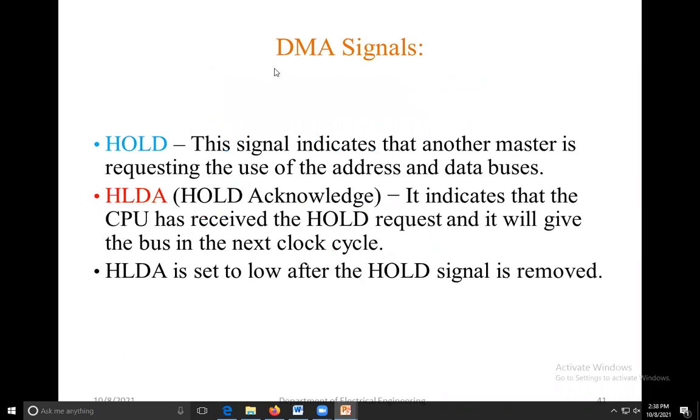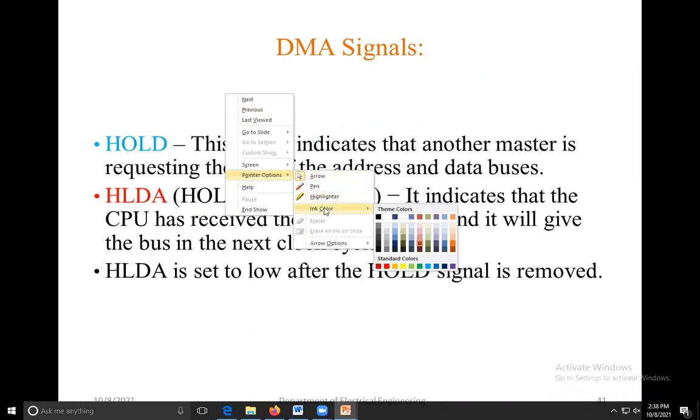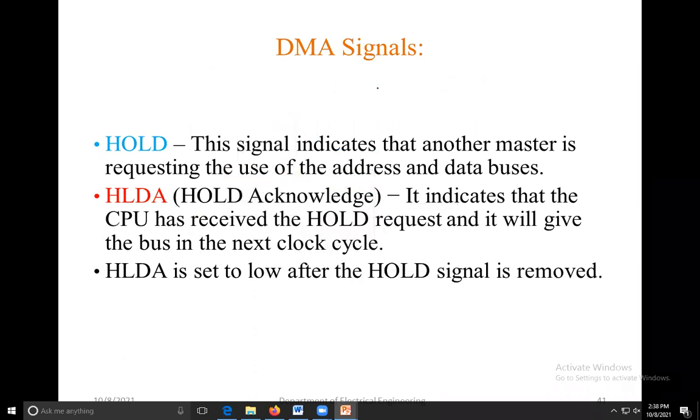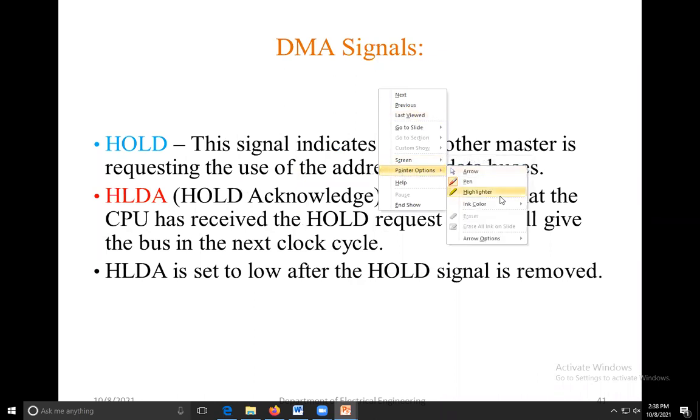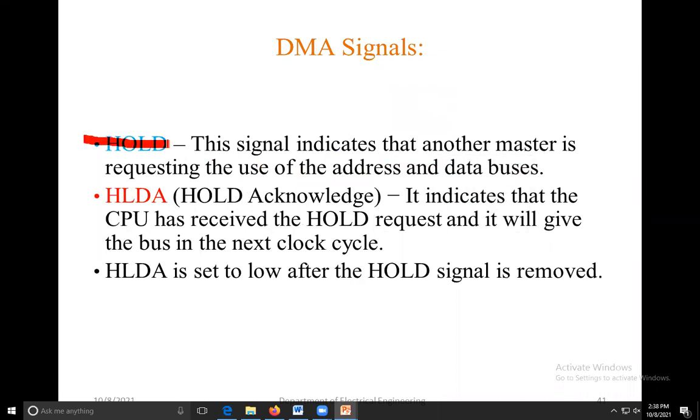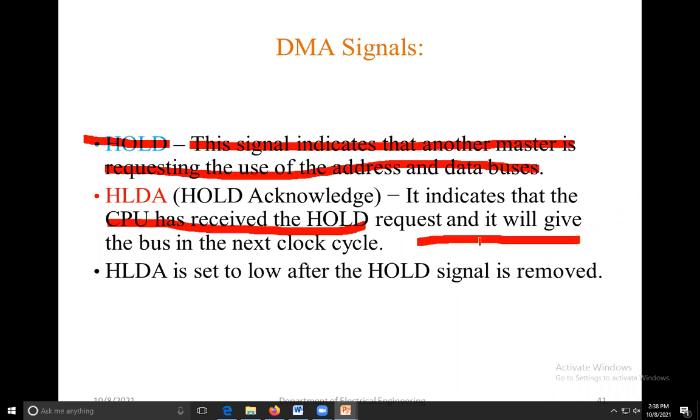This is the direct memory access, the DMA signals. We are discussing DMA signals. In DMA signals, this is the hold pin. What is the use of the hold pin? The hold signal indicates that another master is requesting use of the address and data bus. And HLDA indicates that the CPU has received the hold request and it gives the bus to the next clock.